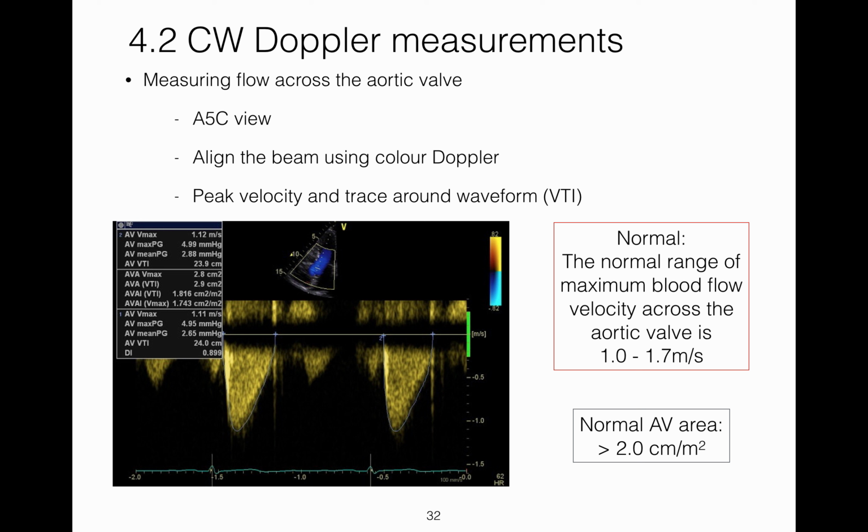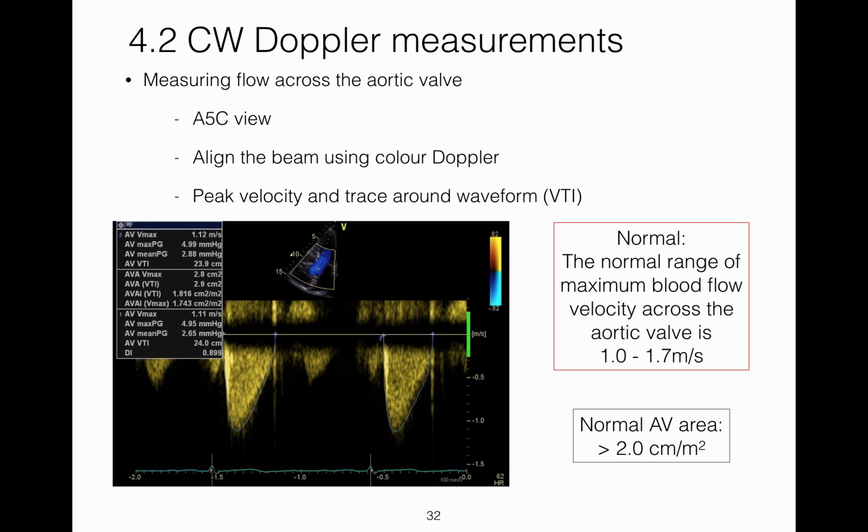Continuous wave Doppler measurements. Continuous wave Doppler is used to measure blood flow at multiple sites. The measurement of blood flow across the aortic valve is one of the most common. Measuring flow across the aortic valve is frequently made from the apical 5-chamber view, although, as we will see later on, there are other views from which it can be measured. Like pulsed wave Doppler, color Doppler should be used to align the ultrasound beam to ensure the beam is parallel to the direction of blood flow.